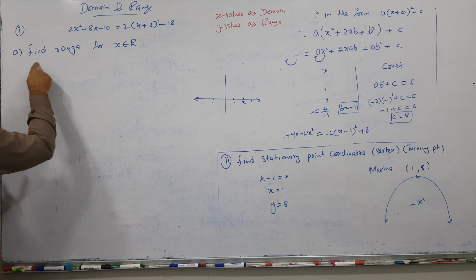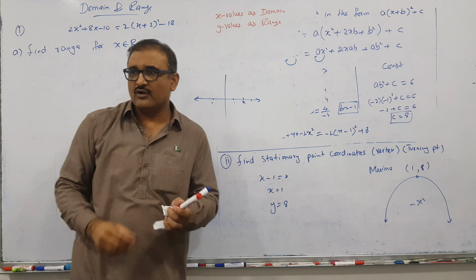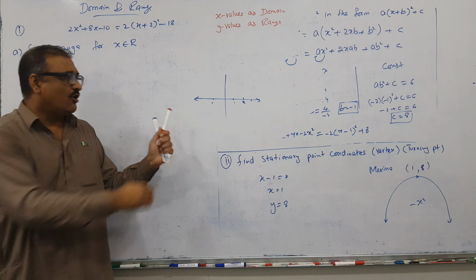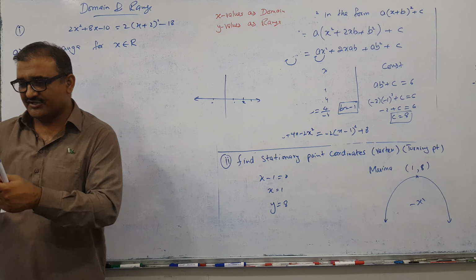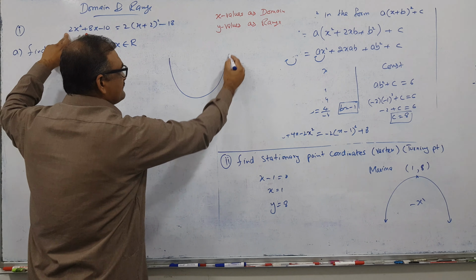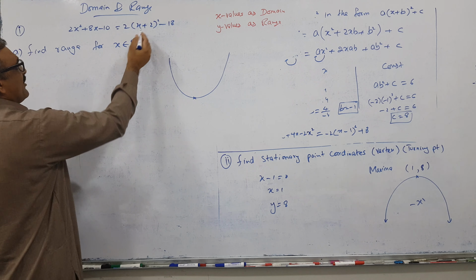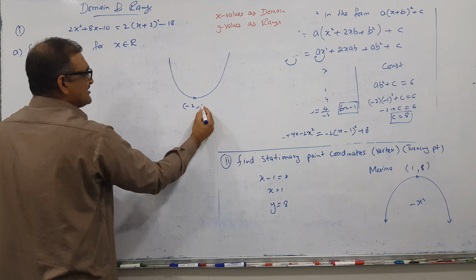He's asking to find the range when x belongs to real numbers. What is a real number? First of all, you know what real numbers stand for. There is no restriction, it means all positive numbers and all negative numbers. I can take all numbers. Before starting this concept, you must know the graph. Here x squared is positive, so it is a point of minima. The point of minima is found by putting the expression under power 2 equal to 0, I got minus 2, and y is minus 18.